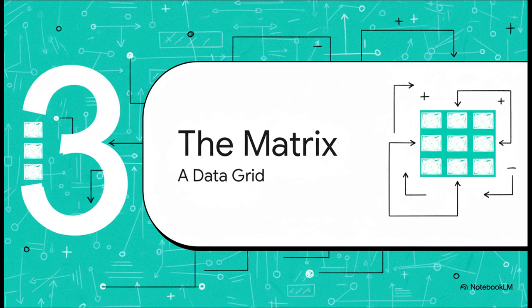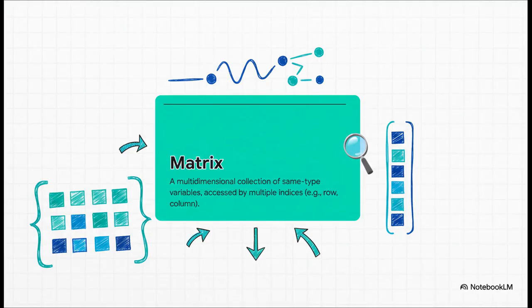Well, for that, we need to level up to the matrix. A matrix is basically the next step up from a vector. It's still a collection of variables. They're all the same type, and they're all under a single name. The huge difference, though, is that it's multidimensional. So to find any single element, you don't just need one index, you need two. You need its row number, and you need its column number.